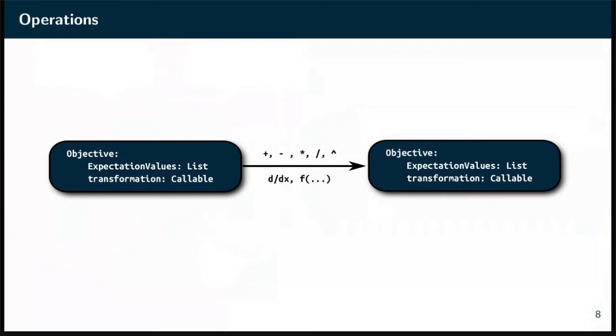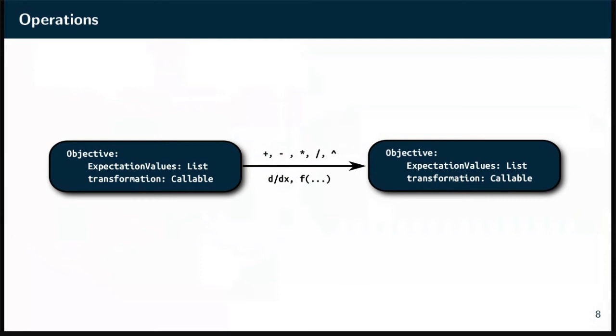For example, you can add them, multiply them, or square them, take the gradient, or transform them with an arbitrary function which you defined yourself. And what you get back is then just, again, a list of abstract expectation values and your transformation, whichever you added into that.